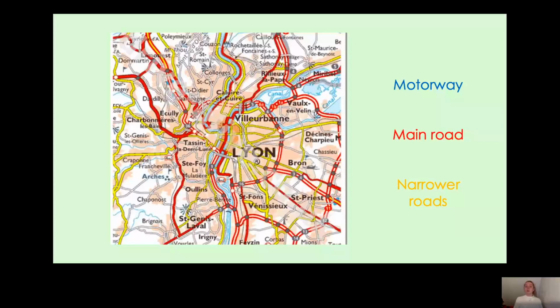So the blue roads are the motorways, okay? The red roads are the main roads, and the yellow roads are the narrower roads. So the smaller roads, they're not as big as the main roads and the motorways, so they're shown in yellow. So there you go. The cartographers scale the map down to make sure that they can fit everything on. And they also show the different types of roads using different colours.